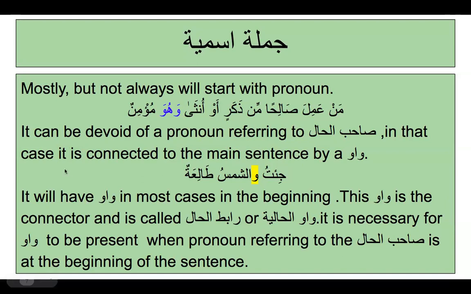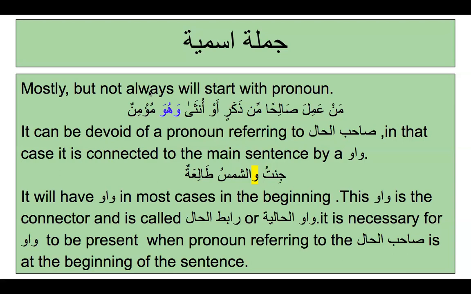Okay, so did you notice this sentence has a pronoun that is going back to the main sentence? Do you all agree? Yes or no? So man amila. There is a pronoun in amila, that is huwa amila, wa huwa mu'min, and if you take it back to man, this huwa is going back to man, right? So you have a way that you can connect it to the main sentence. You are connecting it in one way or two ways. There are two connectors or one connector.